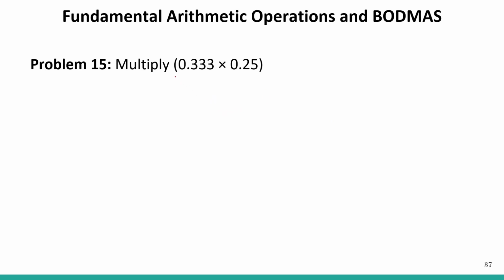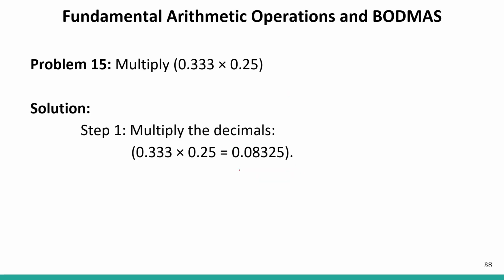First, what we need to do is remove the brackets. So 0.333 multiplied by 0.25 is equal to 333 by 1000 in fractional form and 25 by 100 in fractional form. What we do next is we multiply this. So 333 multiplied by 25 whole by 10 power 4. Okay, so this is the answer: 0.08325. This is the final answer.